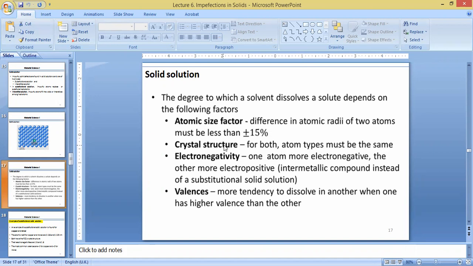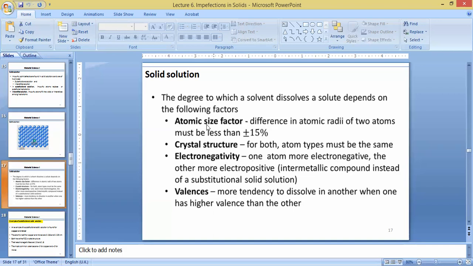So what does this mean? If it's FCC, then the other one must be FCC. If the host atoms are BCC, it means that the impurity atoms will be BCC structured also. Electronegativity: one atom more electronegative, the other more electropositive. This is an intermetallic compound instead of a substitutional solid solution. So the difference in electronegativity must be there. They shouldn't have the same level of electronegativity; the electronegativity must be different.